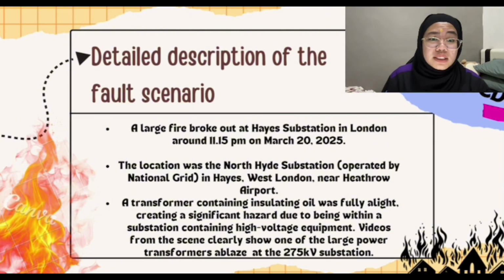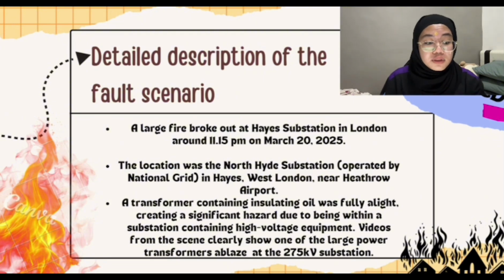How did it happen? A transformer containing insulating oil was fully alight, creating a significant hazard due to being within a substation containing high voltage equipment. The videos from the media clearly show the large power substation ablaze at the 27.5 kV substation.